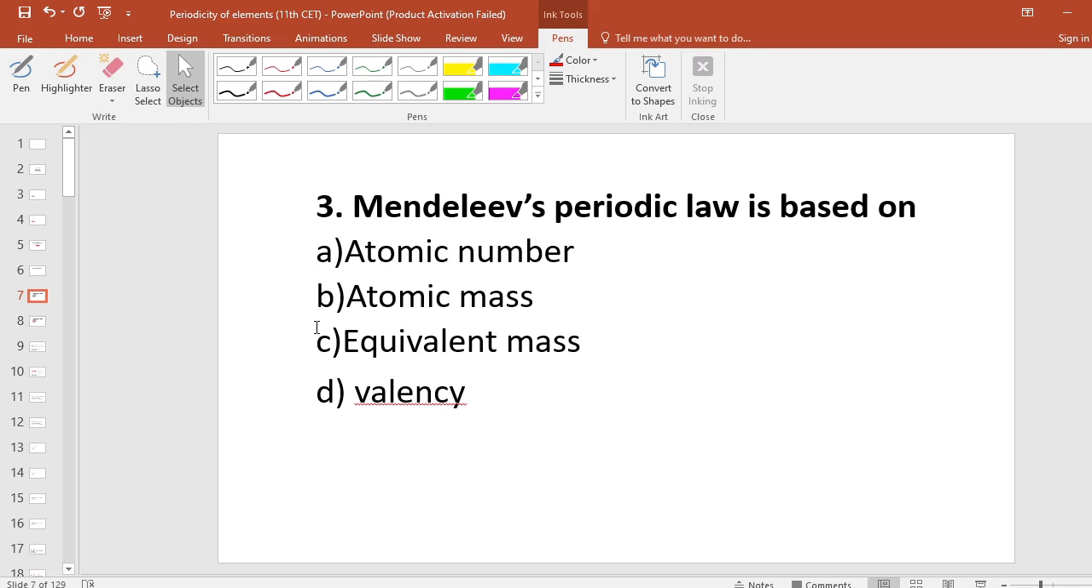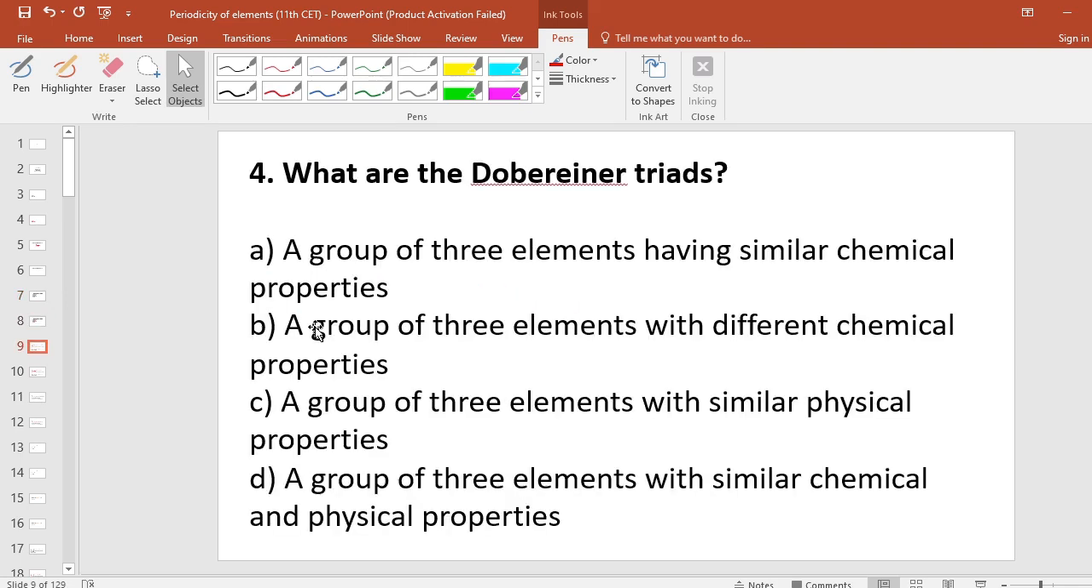Next one, Mendeleev's periodic law is based on, it's easy, atomic mass. Next, what are the Dobereiner triads? Options are a group of 3 elements having similar chemical properties, a group of 3 elements with different chemical properties, a group of 3 elements with similar physical properties, and a group of 3 elements with similar chemical and physical properties.